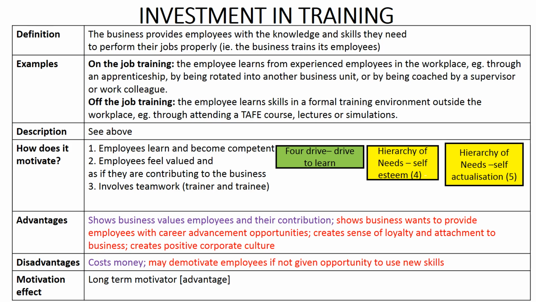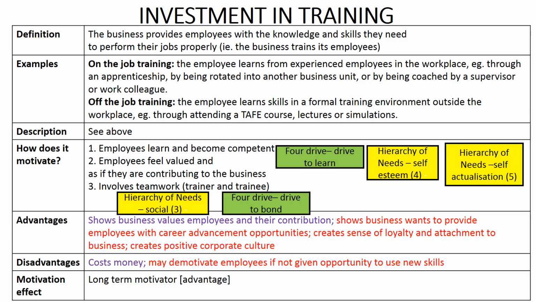Third, training involves teamwork between the trainer and the trainee. According to Maslow's hierarchy of needs, this will motivate employees by satisfying their social needs, such as the need to work in a team. According to Lawrence and Nohria's four drive theory, this will also motivate employees by responding to their drive to bond.